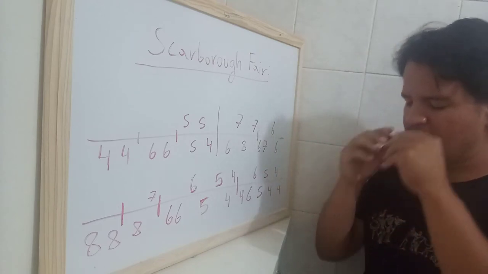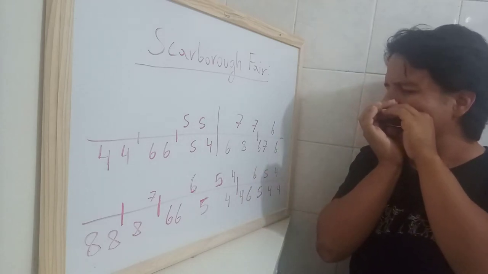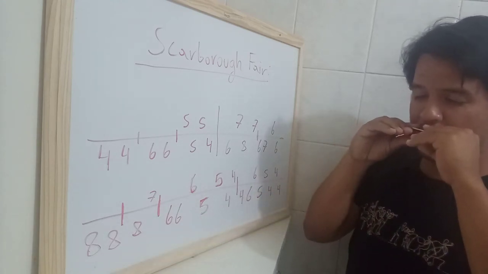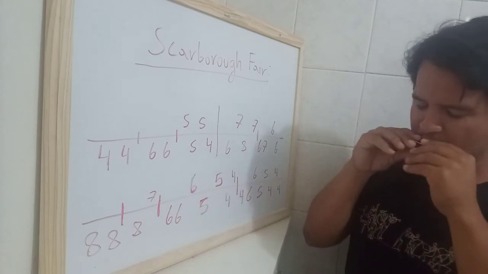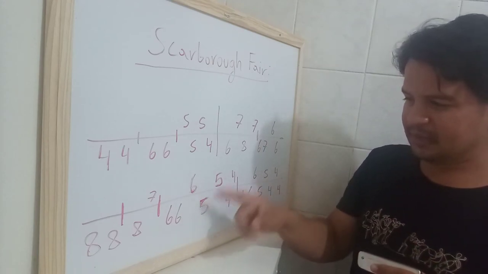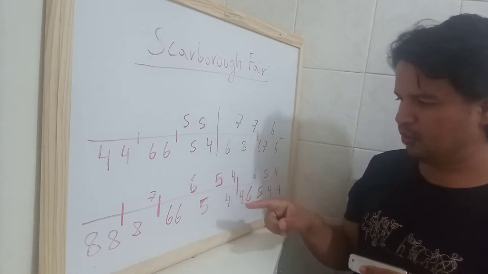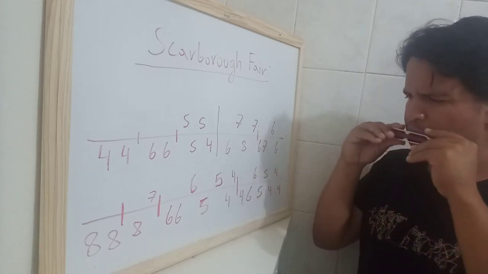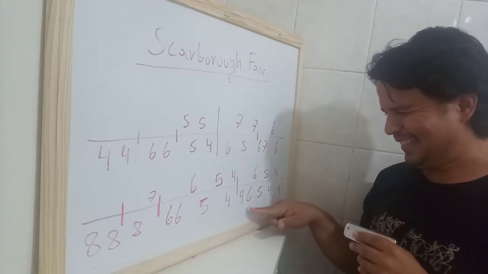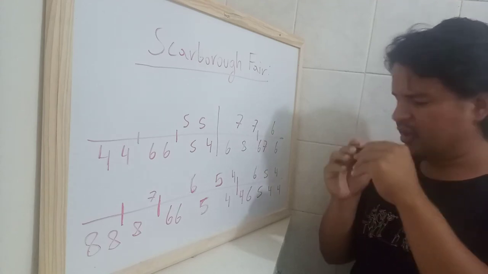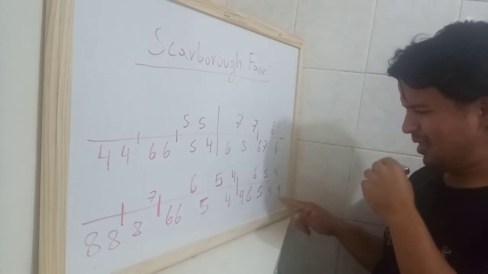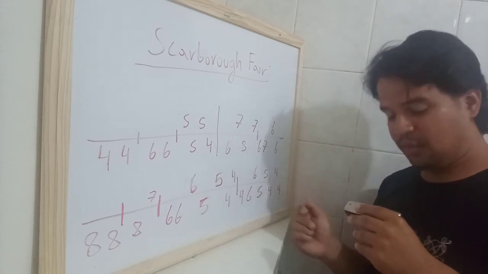I hope you're able to see. Then eight draw twice. Eight draw, seven blow, six draw twice, very fast, then six blow, five draw, five blow, four draw, and four blow. And finally, four draw, six draw, six blow, five draw, five blow, four draw, four blow, and four draw.